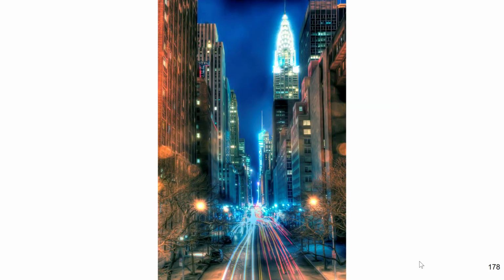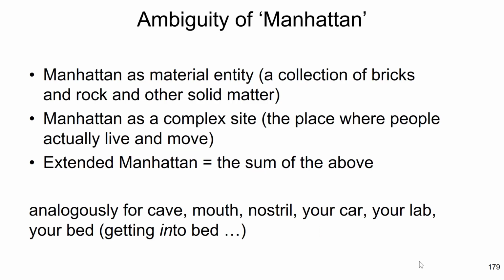This is a site. This is the Manhattan Canyon. You can drive through it. You can also live overlooking it. What this picture reveals is that when we use the word Manhattan, we're actually using it in a number of different ways. So on the one hand, Manhattan may be a large collection of bricks and rocks and concrete and so forth. It might have a mass, for instance.